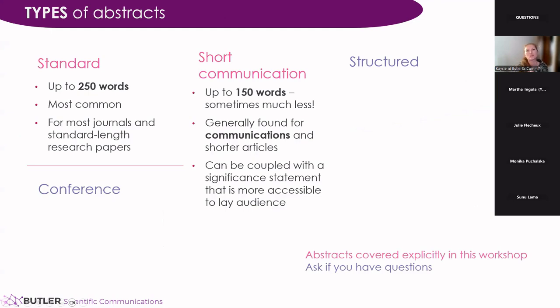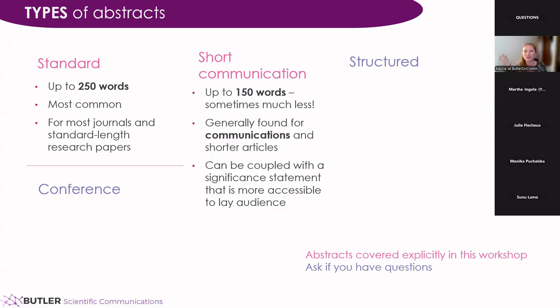Now, yes, good. I was hoping it was this slide. So let's quickly talk about what we've just covered. Here we have talked about standard abstracts. These are the most common ones. The length is 250 words. You're going to have this type of abstract for most journals in pretty much any standard length research paper. This is going to be your zone.